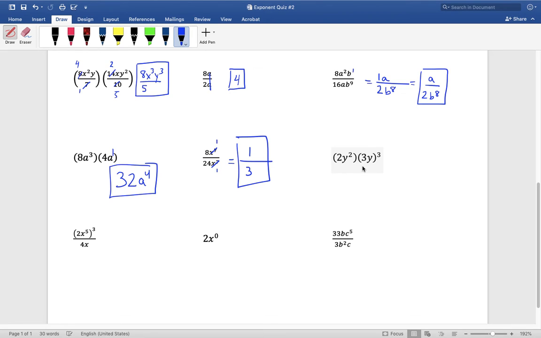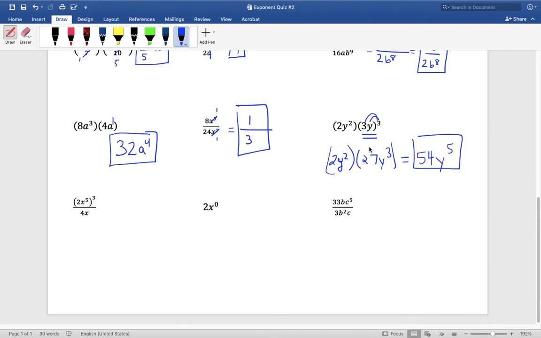All right, next one, we have some work here to do with our exponent. We distribute this in here, and let me rewrite this. That is 2y squared multiply, that's 27y to the third power. And if I multiply those, I have 54, and it looks like I have y to the 5th power.